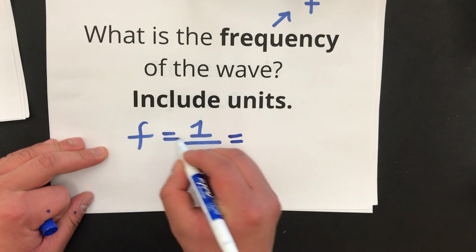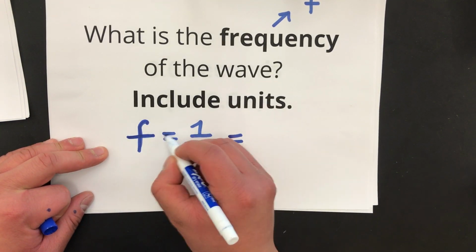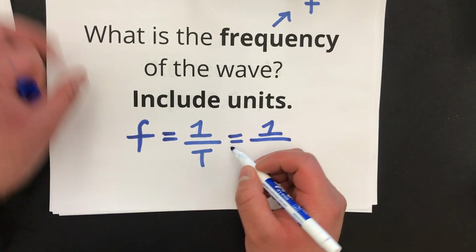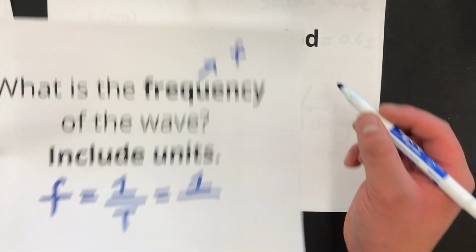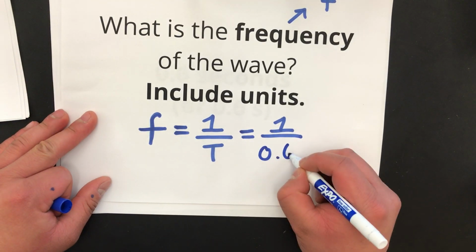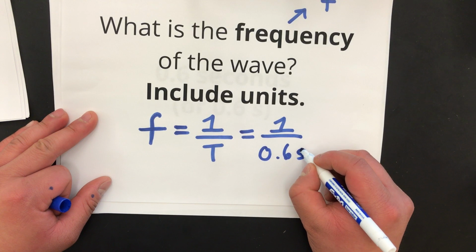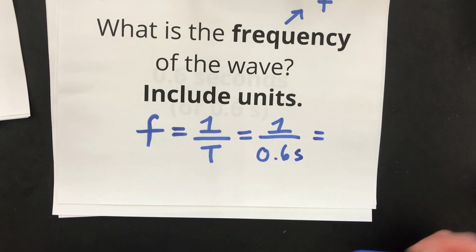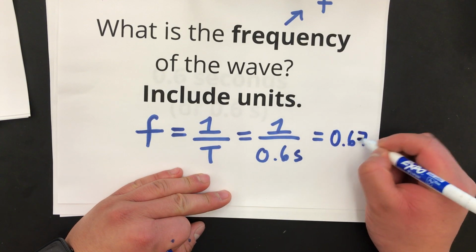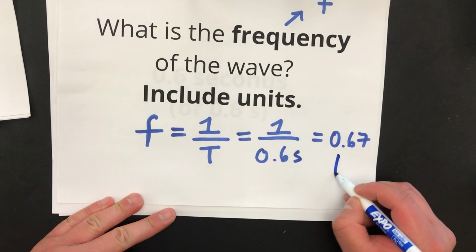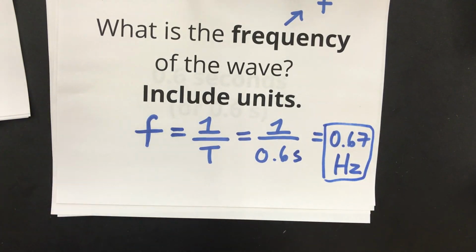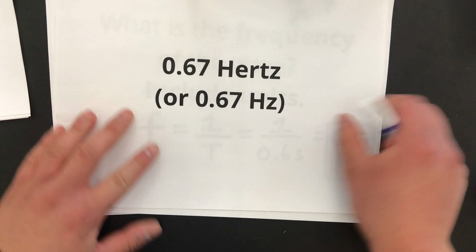Okay, so f, frequency, is equal to 1 divided by T. Do we have T? Yes, we just figured it out. It's 0.6 seconds. Let's plug it in, 0.6 seconds, okay? And then the answer to this is 0.67, and the units of frequency are hertz. So here's the answer.